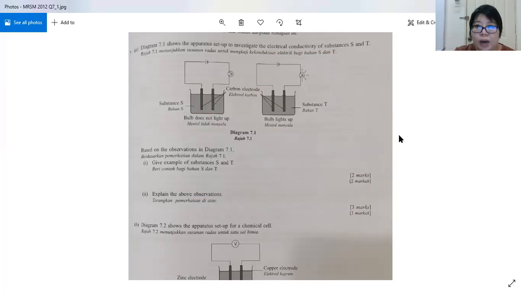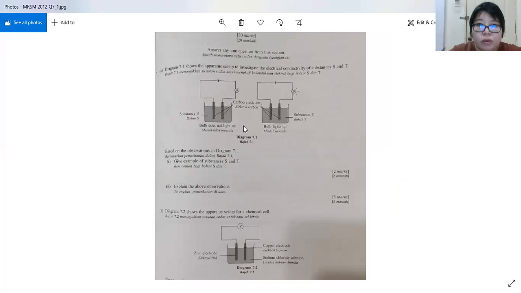We are now going to part B, where we are talking about the apparatus set up for the chemical cell, which consists of a zinc electrode and a copper electrode immersed into sodium chloride solution. First of all, we are going to analyze this diagram. Now, which is the negative terminal in this case? Which is the negative terminal?